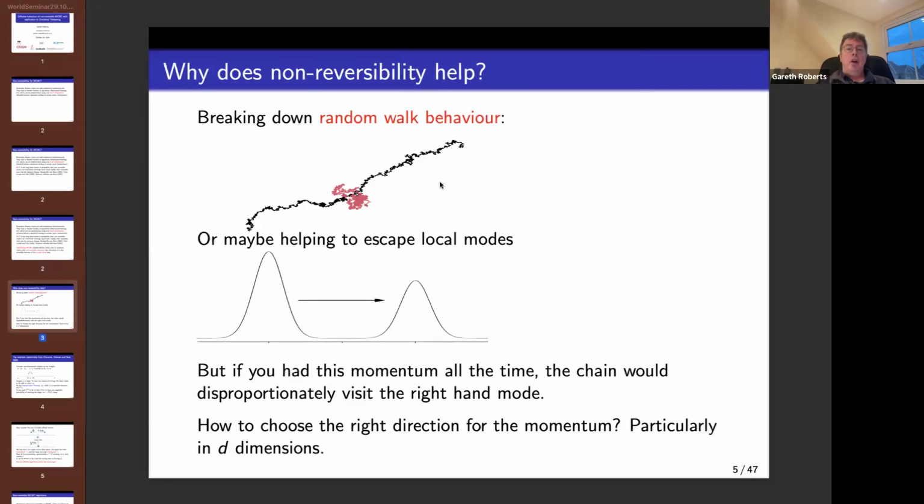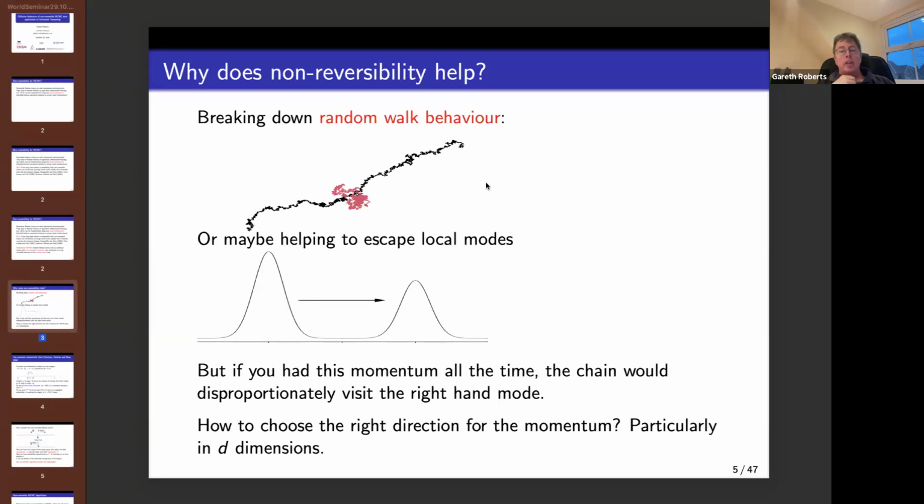At the top, I've got a red trace plot and a black trace plot from two Markov chains. I can't remember what the invariant distribution was, but I can tell you that the black one was a non-reversible Markov chain, and the red one was a reversible Markov chain. You can see that the black one has managed to traverse a larger distance. So this is the intuition for what we want to try to do: break down the random walk behavior that afflicts many MCMC algorithms, and reversible MCMC algorithms in particular.